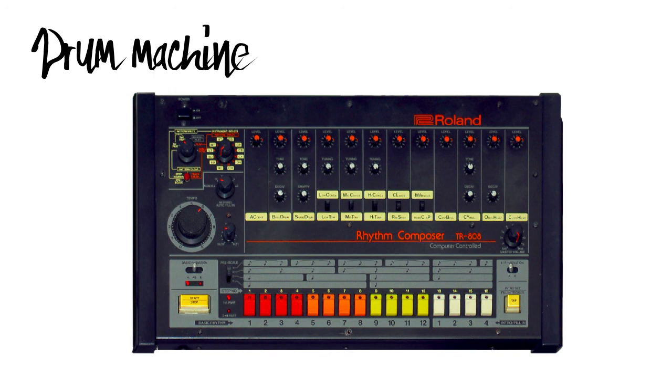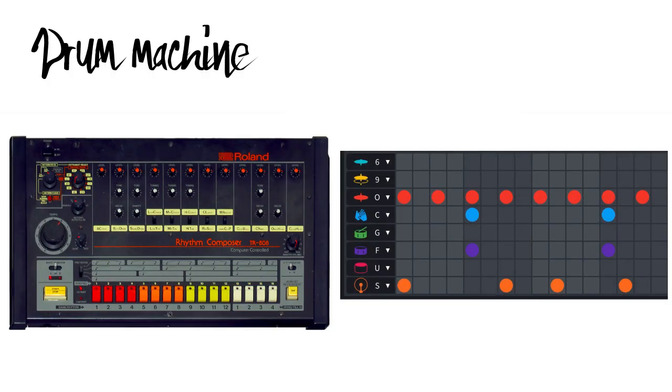Now the drum machine has lasted right to this day, and we use a drum machine when we're using BandLab or when we're using GarageBand. That's what a drum machine looks like on BandLab. You can see the 16 buttons on the bottom of the drum machine look the same as the 16 squares at the bottom of the BandLab drum machine.